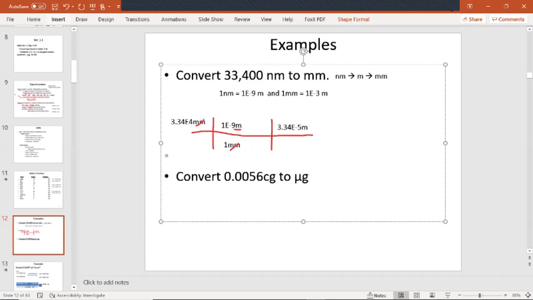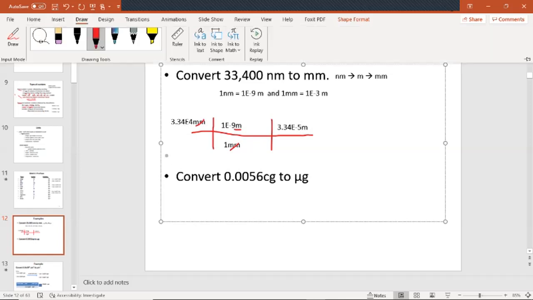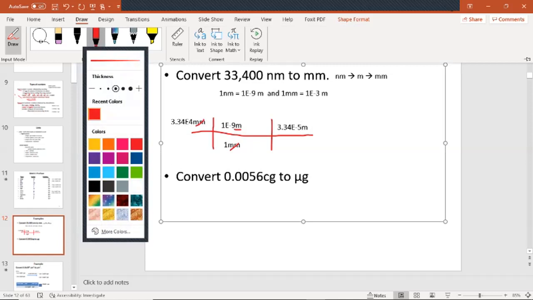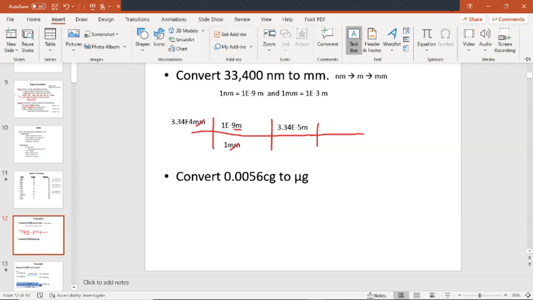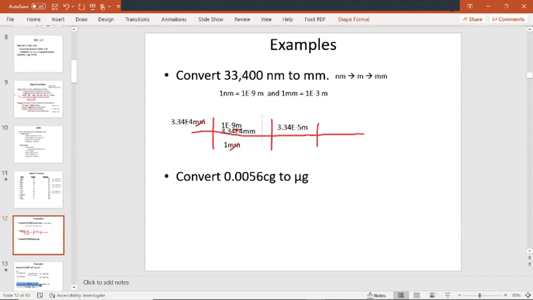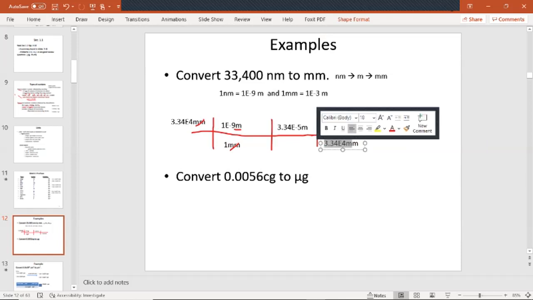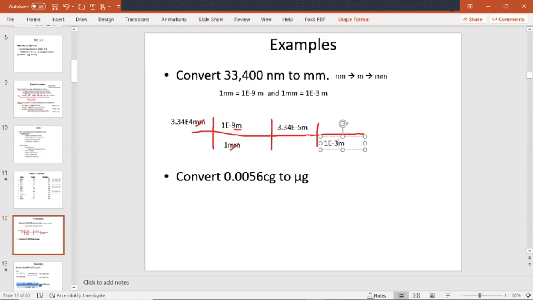The next thing we want to do is convert it to millimeters. So then we set up our train track again, and we convert from meters to millimeters. So since we're starting with meters, meters goes on the bottom in our conversion factors. So we have 1 e to the negative 3. And millimeter goes on top. Did it backwards, yeah.